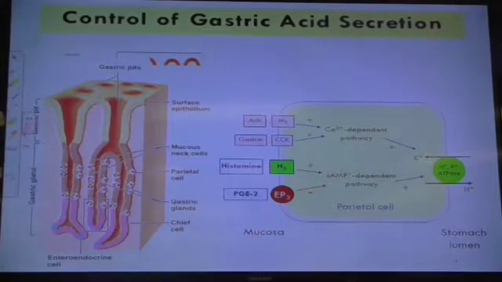And histamine, as we know, it can stimulate both histamine 1 or 2 receptors, but only histamine type 2 on the parietal cell stimulates gastric acid. And the other thing is the gastrin.